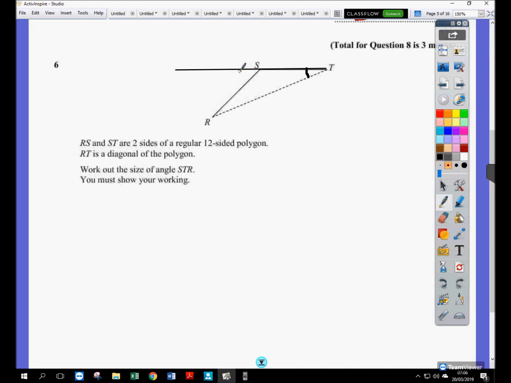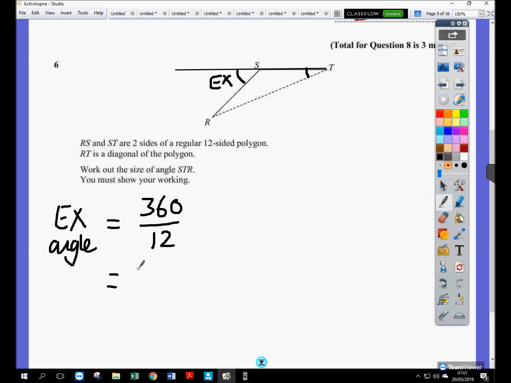this line here, this angle here is known as the exterior angle, and there's a formula for exterior angle. The formula is exterior angle equals 360 divided by the number of sides of the shape. So in this case, it's 360 divided by 12. 360 divided by 12 is 30. This angle is 30. What we can tell is because the exterior and the interior, which is right next to it, lie on a straight line. If the exterior is 30, that means the interior must be 150.